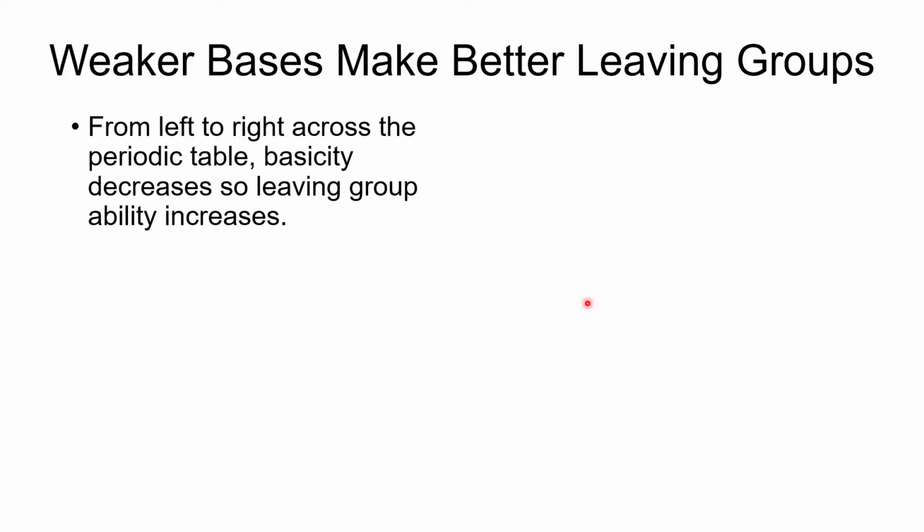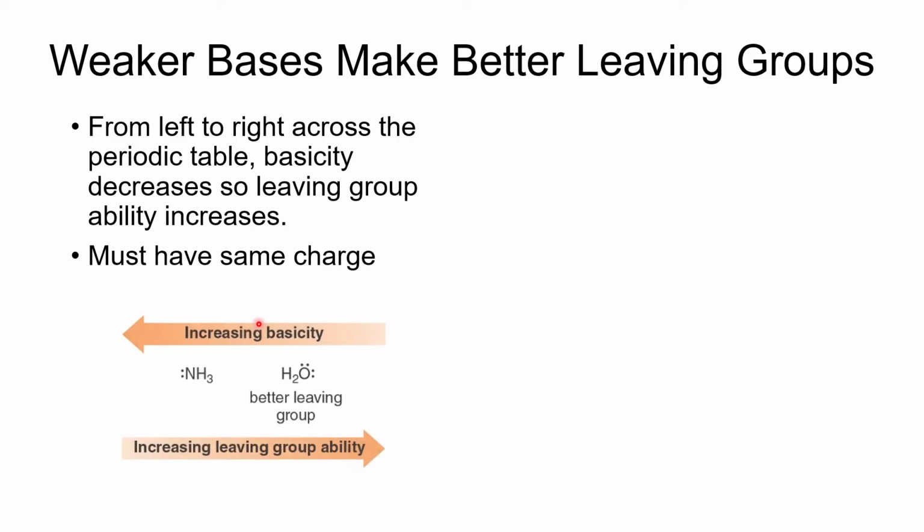All right. And when we're looking at this in terms of periodic trends, we will find that as we move from left to right across the periodic table, basicity will decrease. So leaving group ability will increase. Now, for this to work, we need to have the same charge in order to do a comparison based on the periodic table. So here, NH3 is not that great of a leaving group because it's a little bit basic. H2O is a pretty good leaving group because it is a weaker base.